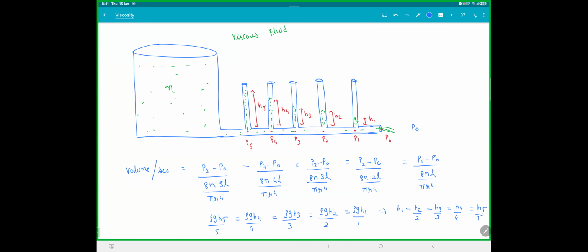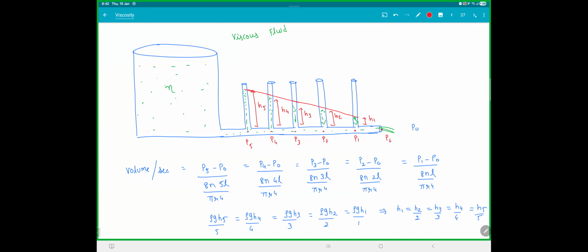So actually, if you join them, you will notice something. It forms a pretty good straight line like this. Clear with this? So that is how they will all look. H1, H2, H3, they'll be in the ratio of 1 is to 2 is to 3 is to 4 is to 5. They form a straight line.